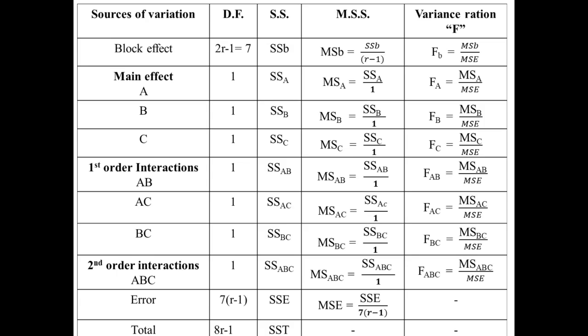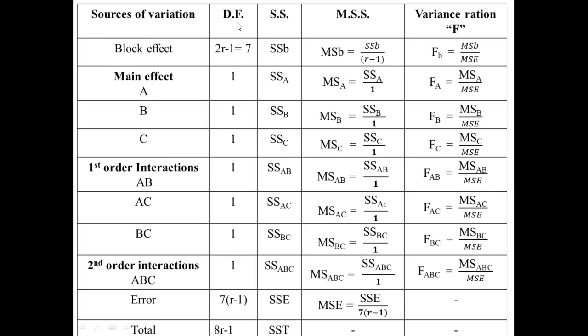Here we find out the ANOVA table, where the ANOVA table is for the 2^q factorial experiment in which we consider partial confounding. So in the first column we have sources of variation. So here we have block effect, main effects, interaction effects, second order interaction effect, error and total.